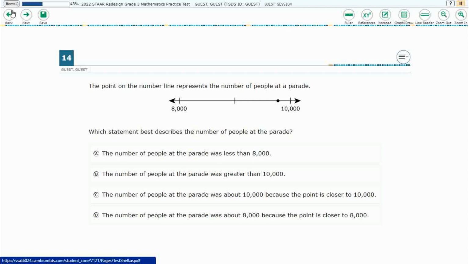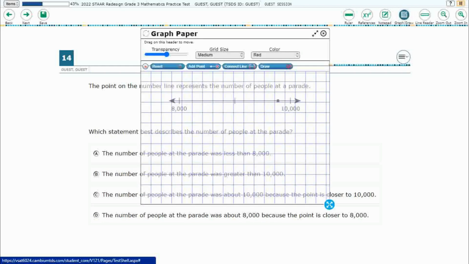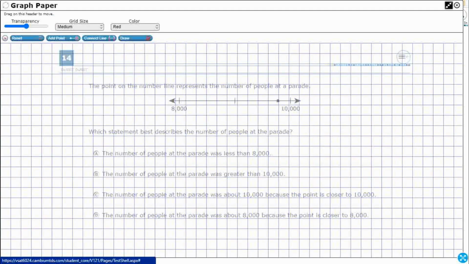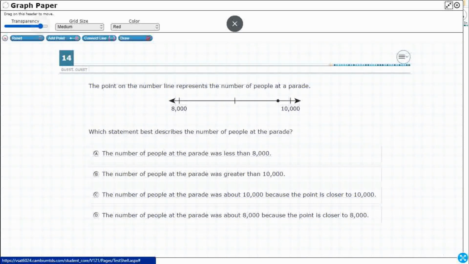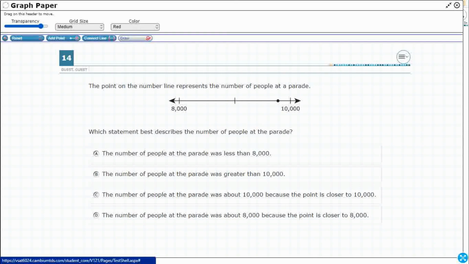So we have a point on a number line. It represents the number of people at a parade, and we just need to find a statement that best describes this. You know what? I want to be able to draw on this. So I'm going to open up my graph draw feature, expand it and make it a little bit less transparent so I can see the problem behind it. I'm going to turn on my draw feature. All right, so now I can annotate, or draw all over this problem.